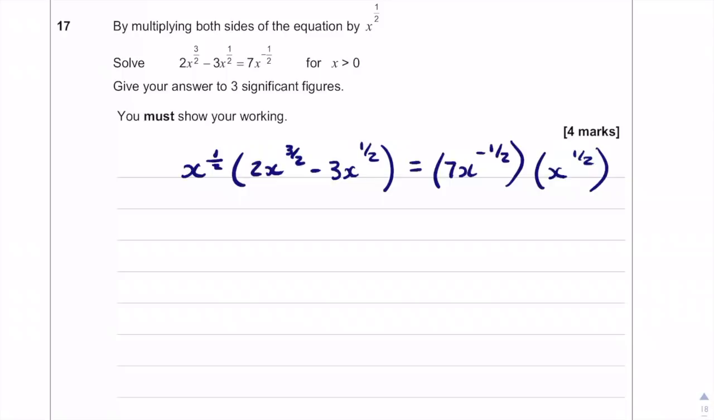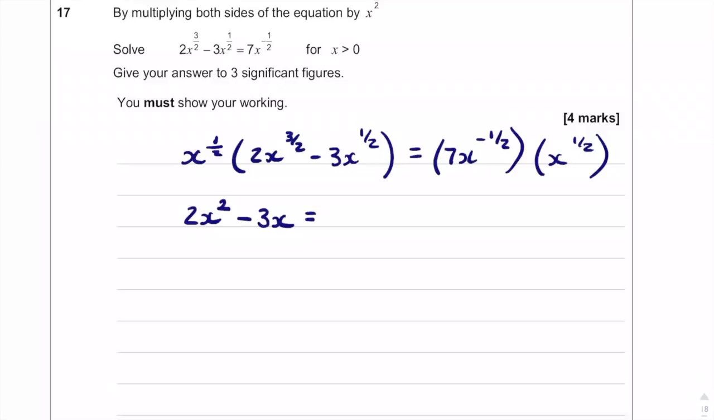Okay, now in the bracket on the left hand side, what happens is we end up just adding the powers, because it's laws of indices. If you multiply two numbers with the same base, so we've got both of our bases in terms of x, we can add the powers. So we're going to have 2x to the power of half plus 3 over 2. Well, that's the same as saying 4 over 2, which is just 2, so we get 2x squared minus 3x.